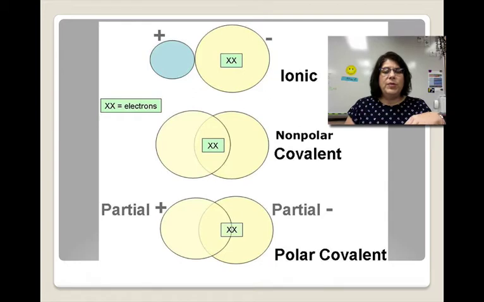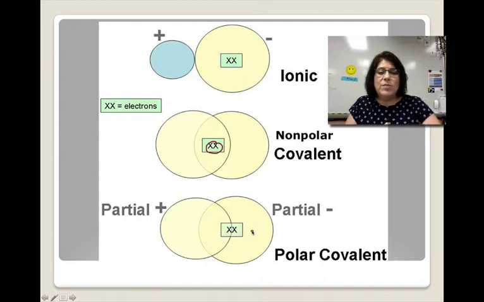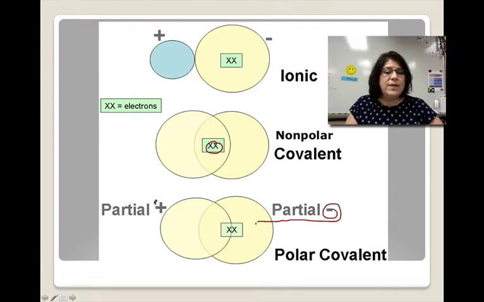So here we have a little bit of a recap of polar and nonpolar covalent. Nonpolar covalent, right here, these are the electrons. They are shared evenly between these two, so it's not polar, no charges. Here we have those same pair of electrons, but they're pulled a little bit more closely to this end. So this end has a little bit of a negative charge, and this end, where the electrons are not so much, has a partially positive charge.